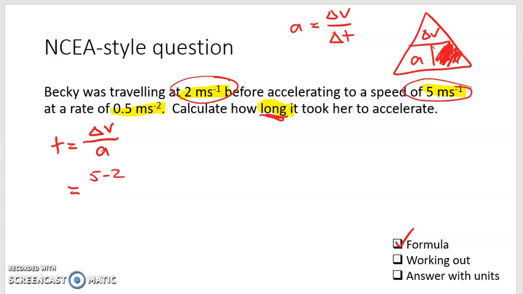So 5 minus 2, divided by the acceleration, which was 0.5. So we have 5 minus 2 is 3, divided by 0.5. And if we calculate that, we end up with 6. And since we're working out time, the unit is seconds. So it took 6 seconds for Becky to accelerate from 2 meters per second to 5 meters per second at a rate of 0.5 meters per second.